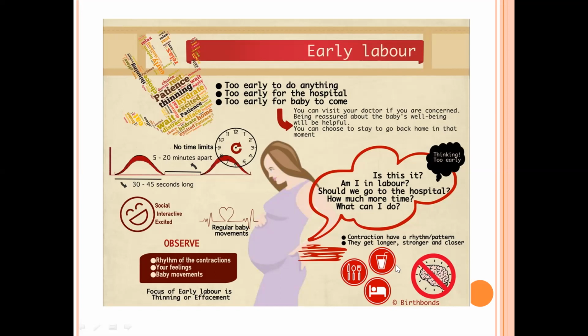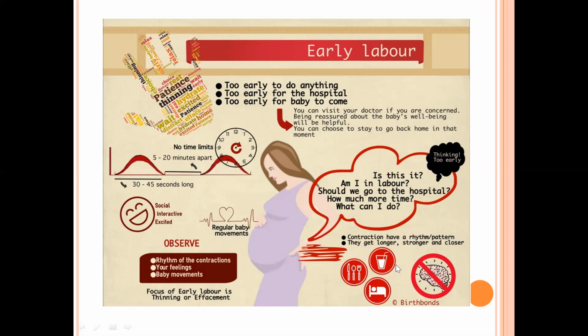So you're observing. This is a period of patience, because the main work done here is effacement or thinning. Even dilation will not happen that much. When she's quite well effaced, dilation will happen much faster. You can be in early labor for almost 24 hours, and that's fine. Because you've not told anybody, there's no time limit to it. The contractions have a rhythm, and they should get longer and stronger. You can observe the rhythm of the contractions.